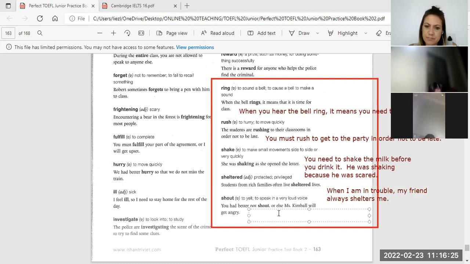Shout. Like not shout in class. Okay, see if you can make a sentence. When you are in a lesson, you shouldn't shout in class. Good. When you have a lesson, you cannot shout during class.